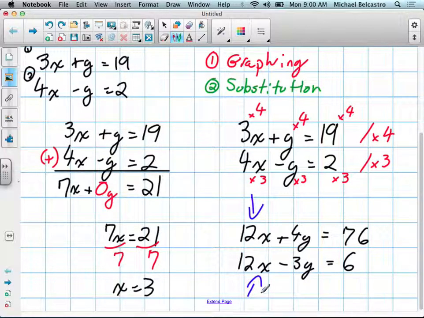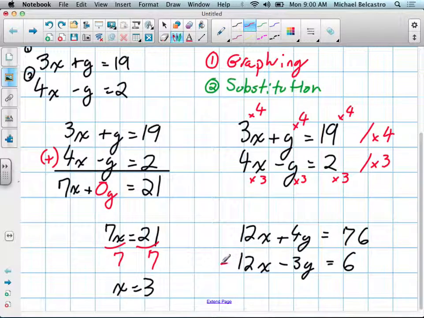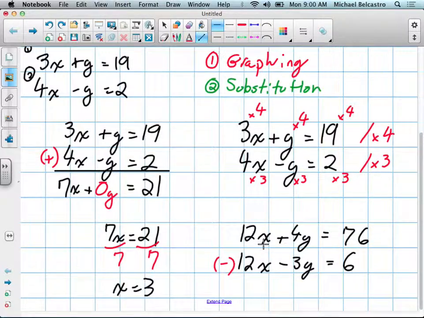Now I have to choose. Once my coefficient is the same, do I add these to eliminate them or do I subtract them? Subtract. They're both positive terms, so in order to create a 0, I'm going to actually have to subtract, which is different from what we had to do with the other one. Okay? So we're going to subtract these two equations, and we'll go through it column by column.